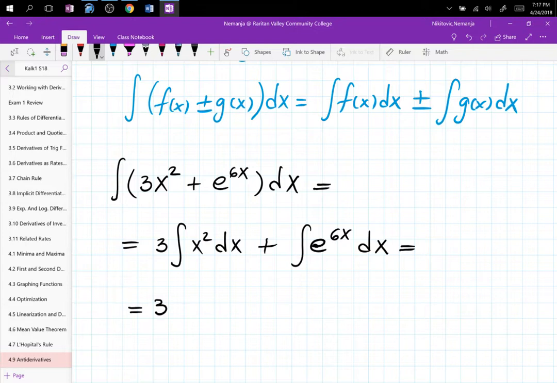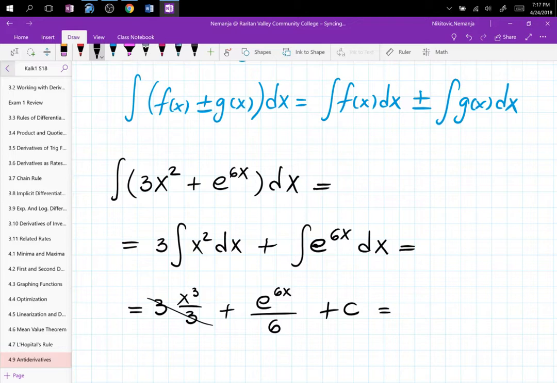So now I have 3 times, and we have the formula for polynomials, which is x to the n plus 1 over n plus 1. So that's going to be x cubed over 3 when I integrate, plus, and we said for e to the exponent, you copy e as is, and you divide by 6. That's the ax part. And you have to put plus c at the end. These 3's will cancel.